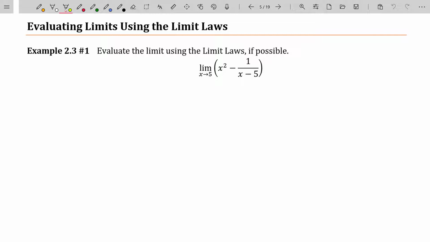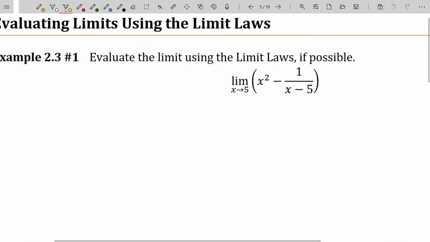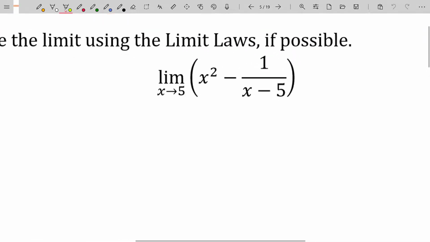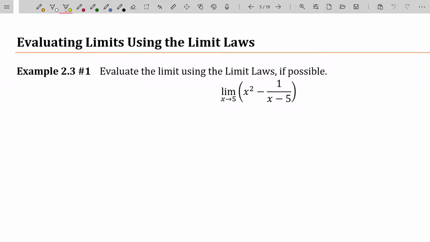Now we're going to go ahead and use them in great detail. Normally, you don't have to use them in great detail. However, initially when you're learning them, it's so good to learn how to go through them step by step, justifying each step of the way. So let's go ahead and evaluate this limit using the limit laws, if possible. That's the key phrase there, if possible. Otherwise, we're just not going to evaluate the limit. So let's go ahead and start seeing what we could do.